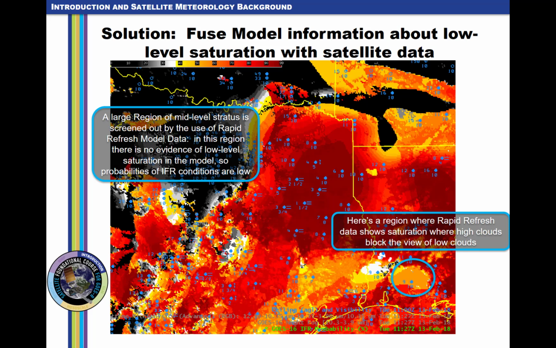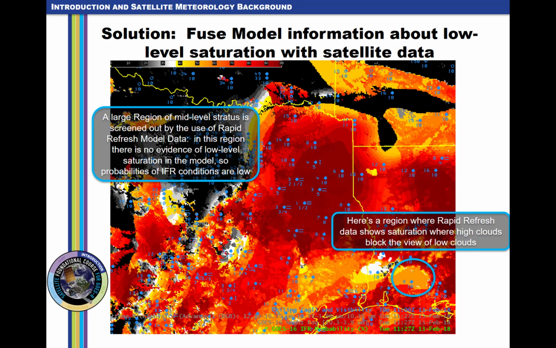In regions around Dallas, where the brightness temperature difference product on the previous page had a strong signal, IFR probability is low. IFR probability incorporates model output. If the Rapid Refresh model does not show low-level saturation, then it's unlikely that there is fog present. IFR probability screens out regions of not interesting mid-level stratus and allows a forecaster to direct more focus to a potential transportation hazard.